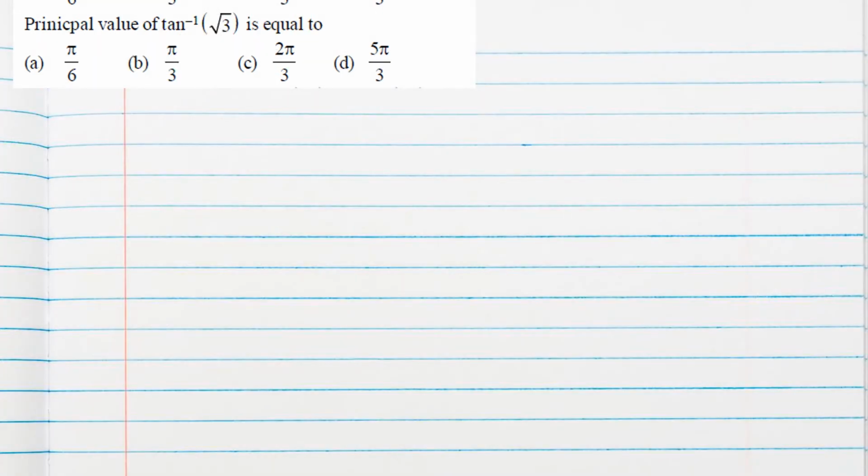Next question is principal value of tan inverse root 3. This is also direct. So tan inverse root 3, we know for 60, that is pi by 3, tan gives root 3. So answer will be pi by 3, means B option.